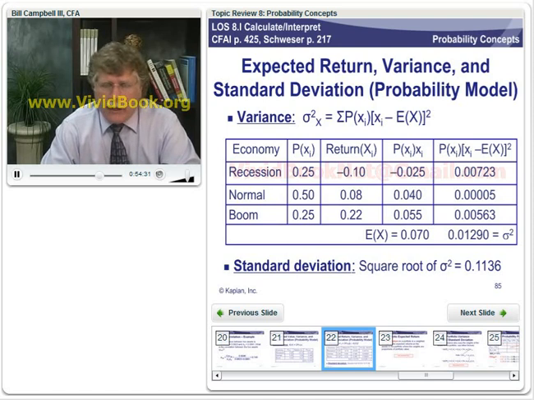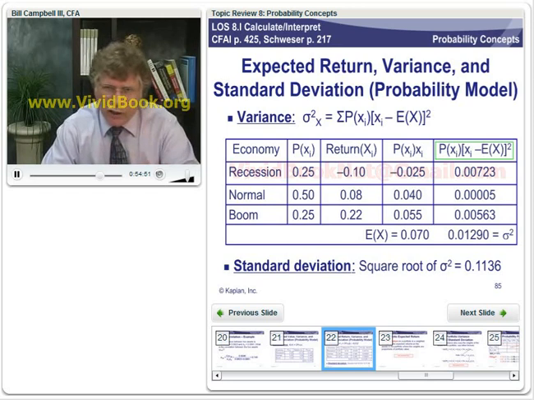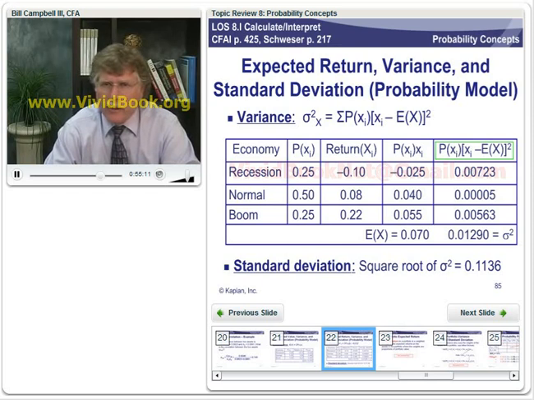Notice, and I want you to be very careful with this, notice in that last column, I will highlight this for you so that you can see this. Notice in this last column, we take the probability of that event, the probability of a recession, the probability of a normal economy, the probability of a boom economy. We multiply that probability times (x minus mu) squared. It's not the square of the probability. Some people do that occasionally. We square x minus mu, but we do not square the probability. Make sure that you remember that. Do not make that mistake.